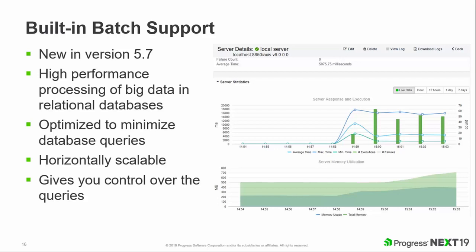So again, the built-in batch support. This was in 5.7. It allows you to process the data in a relational database. What's really cool about it is that when you're building your decision service, you don't really need to know that your rules are going to be doing batch processing. That's really more just a deployment artifact.